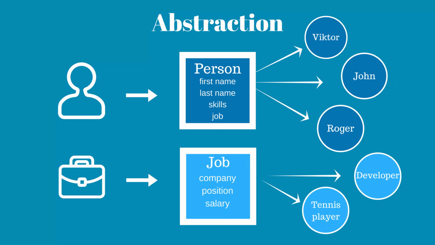On the left side, we have real-life entities, person and job. In the middle, programming abstraction with only the needed properties, and on the right, instances of the class that represent concrete people and jobs. Abstraction helps to understand why we need object-oriented principles. It defines the core of the context of an application. An instance created from the class contains the data values and the functionality defined in the class.